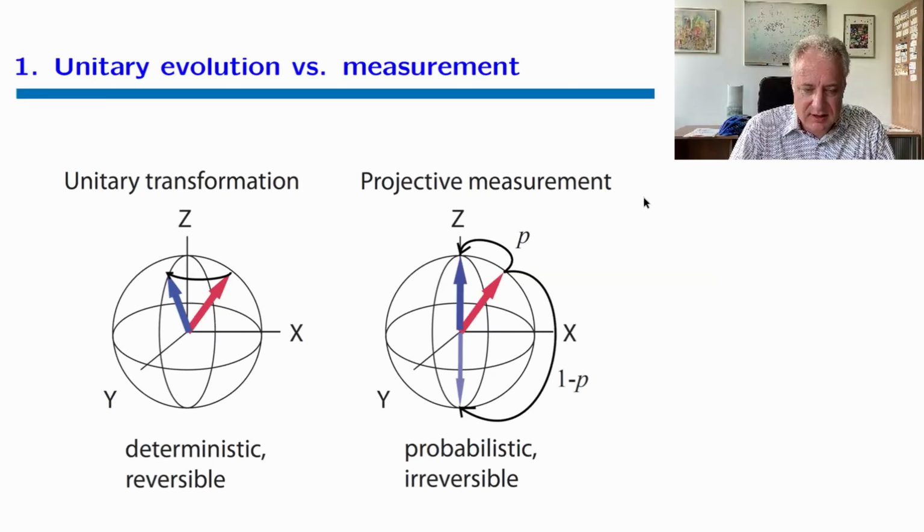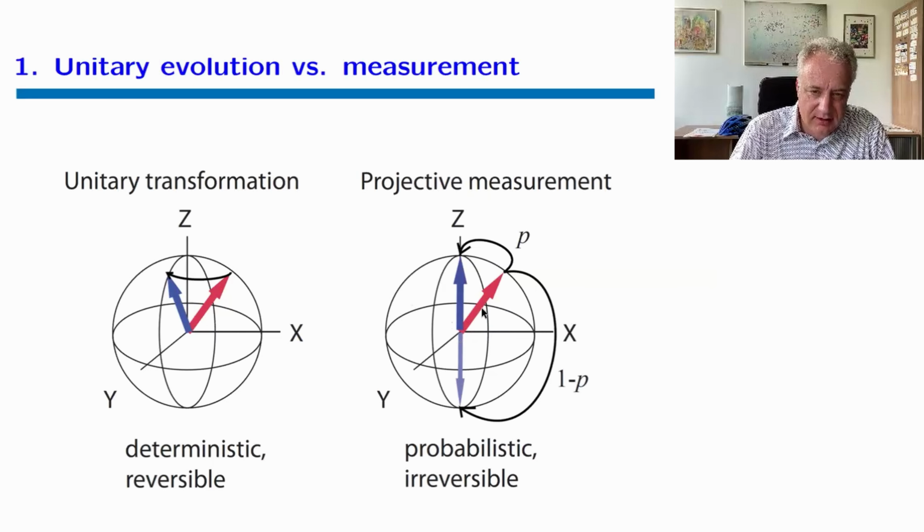For projective measurement, that's not the case. So first, it's probabilistic. You measure, you get an outcome. You don't know what you're going to get. It is according to certain rules of probability. Yeah? You can roll dice, but you never know what's going to happen in a particular instance of an experiment. And also, once you've done the measurement, you can't go back.